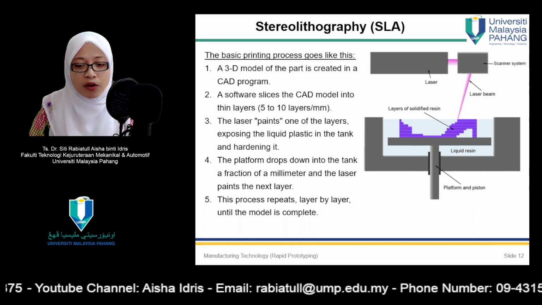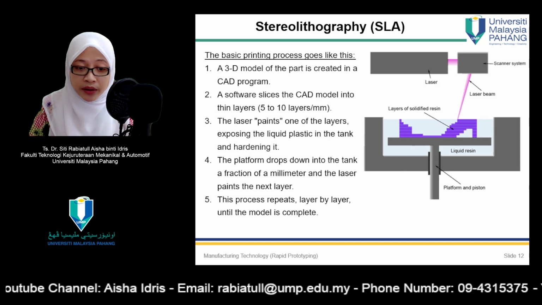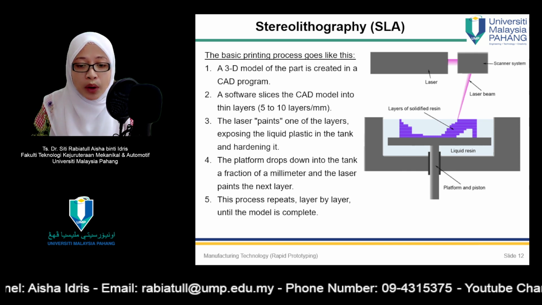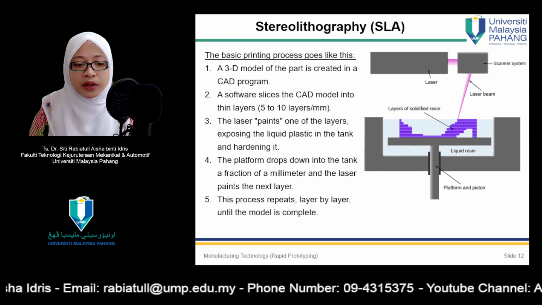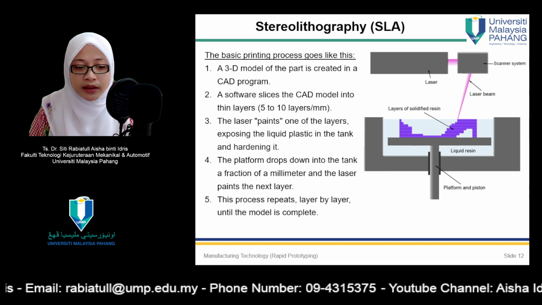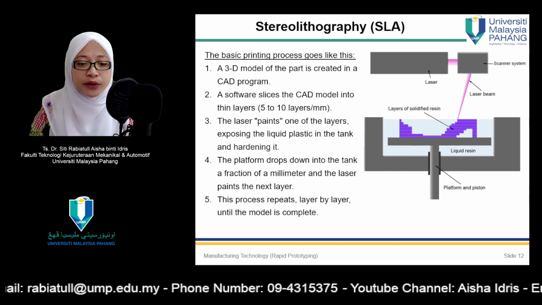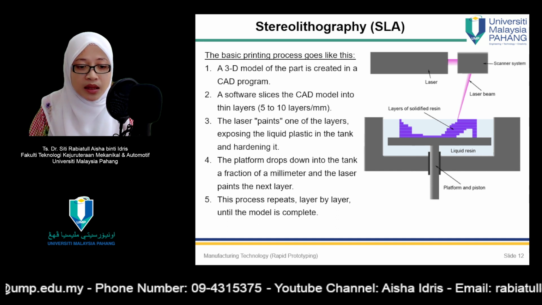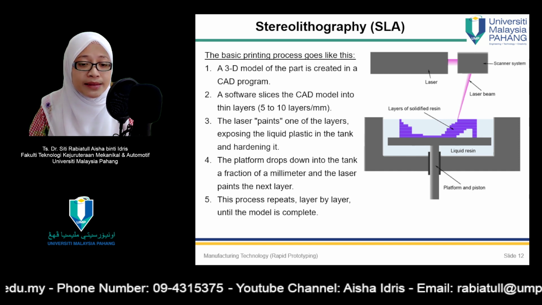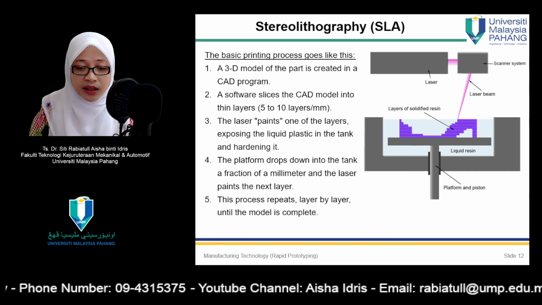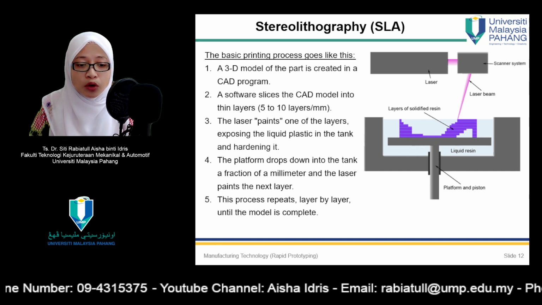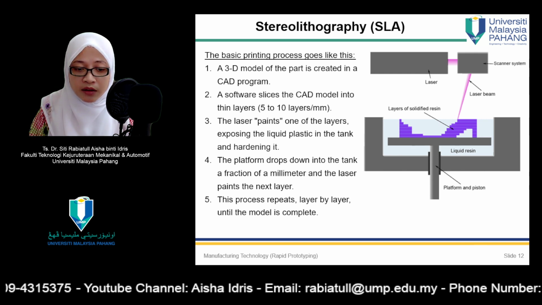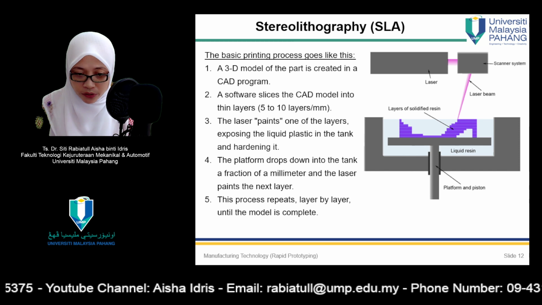The action of the laser is to harden the photosensitive polymer where the beam strikes the liquid, forming a solid layer of plastic that adheres to the platform. When the initial layer is completed, the platform is lowered by a distance equal to the layer thickness, and a second layer is formed on top of the first by the laser, and so on and so forth.